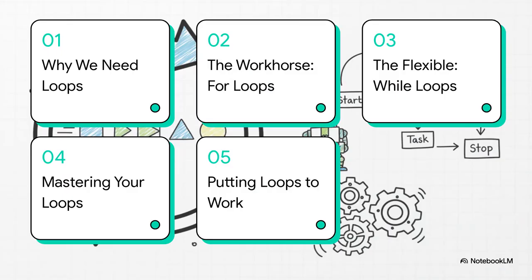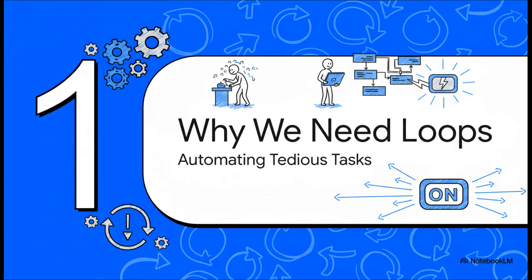Okay, so here's the plan. We'll kick things off with why we even need loops. Then, we'll meet the two big players, for loops and while loops. After that, we'll get into how to master them. And finally, we'll put them to work and see some real magic happen. All right, section 1, why do we even need loops? Well, it's all about turning those really tedious tasks into pure automated power.